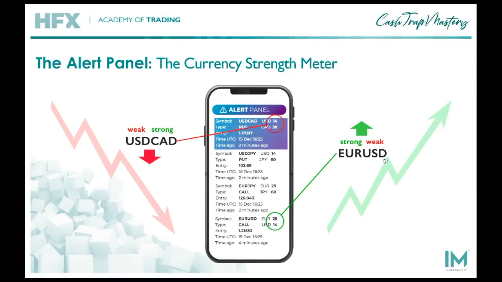In the euro to US dollar example to the right, we see the opposite is also true. The euro, which is the first currency listed in the pair, is listed at 29, and the US dollar again is at 14. So when we compare the two, the first currency is 29, the second is 14.